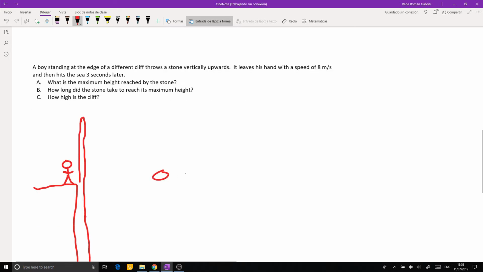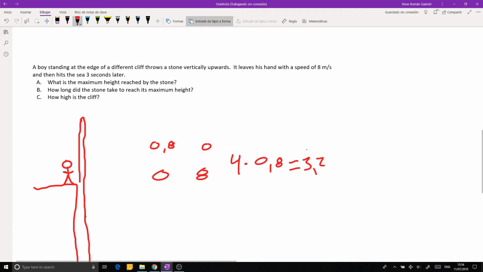So at 0 seconds, it'd be going at 8 meters per second. At 0.8 seconds, we'll be going at 0 meters per second. So we do the medium: 8 plus 0 is 8, divided by 2 is 4, and then 4 times our time, which is 0.8, gives us 3.2.